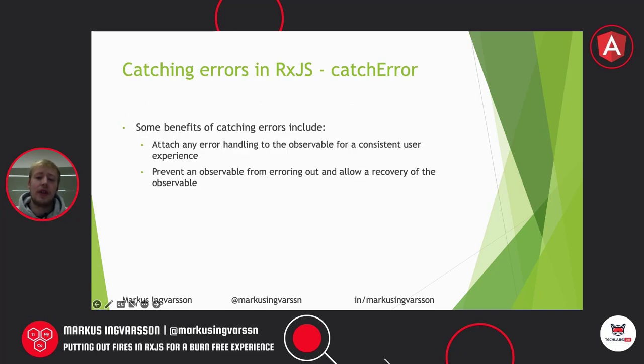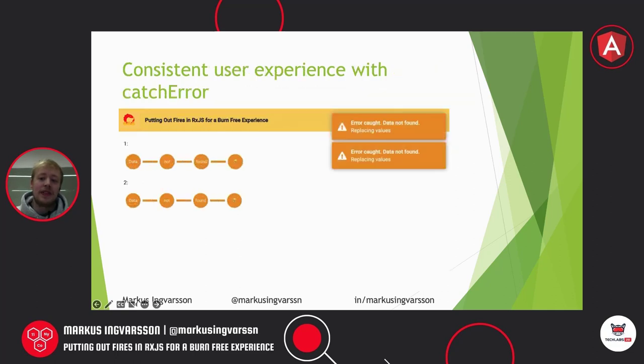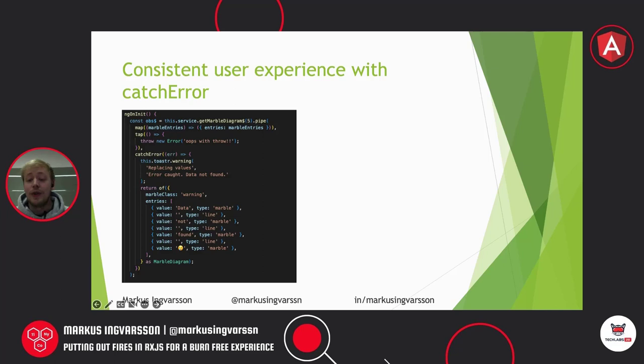So some benefits then of catching errors are, we can attach any error handling to the observable and make it responsible to deliver a consistent user experience. And we can also prevent an observable from erroring out and allow recovery of the observable. So here we have two subscribers of an observable. An error is thrown, and we perform some error handling in the error handler function. As we can see, they differ slightly. But if we instead let the observable return the fallback value, we will always get an identical fallback value for all subscribers. So if we look at the code, we can now see our new catch error operator.